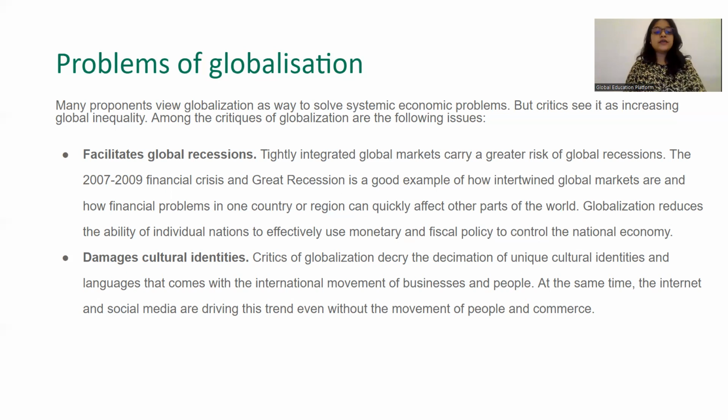Okay, then the next point would be the damages as a result of cultural identities. Let's look at that point, although we've discussed bits and pieces before. Critics of globalization decry the decimation of unique cultural identities and languages that comes with the international movement of business and people. At the same time, the internet and social media are driving this trend even without the movement of people and commerce. Okay, so there are problems when it comes to cultural identities, although the internet and social media are beneficial in some ways, to a certain extent it has caused problems, and this is as a result of the international movement of businesses and people. Okay, so that is about the problems of globalization.